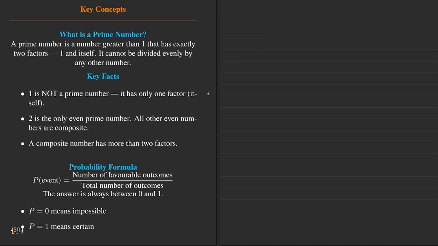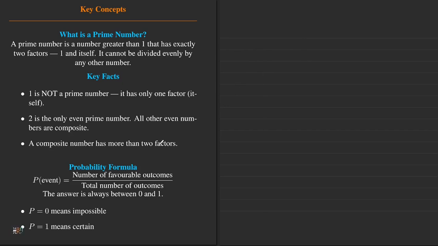You see? And then when a number is not a prime number, we call it a composite number. So if you take 4, for instance, what are the factors of 4? We have 1, we have 2, and then we have 4 itself. These here are more than 2. Hence, it is a composite number. So we will need this concept to solve the very first question.